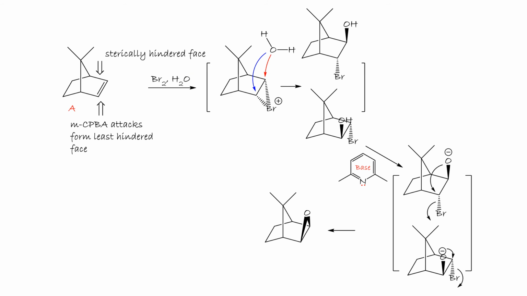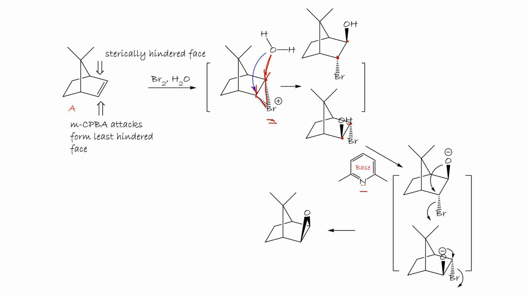When we add bromine water, we agree now that the bottom face will be the reactive one. So the bridged bromonium will form on this face, not the one from the top, right? Then the water molecule may attack on this carbon or that carbon to form this bromohydrin, right?